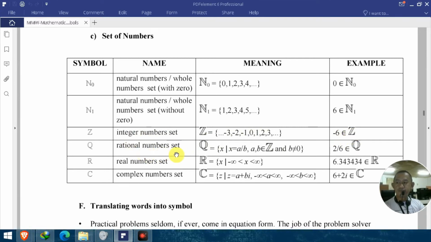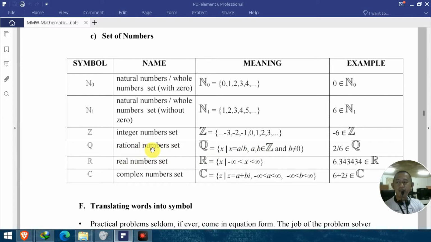The rational set, or capital Q: the rational set is X such that X is a over b, where a and b are elements of Z and b is not equal to 0. So we have 2 divided by 6 is an element of Q, the rational set. Usually a fraction is automatically rational.